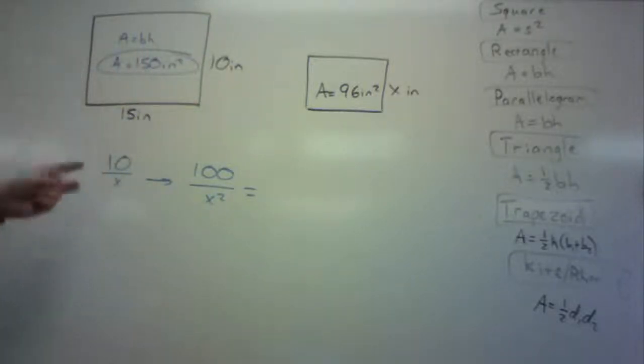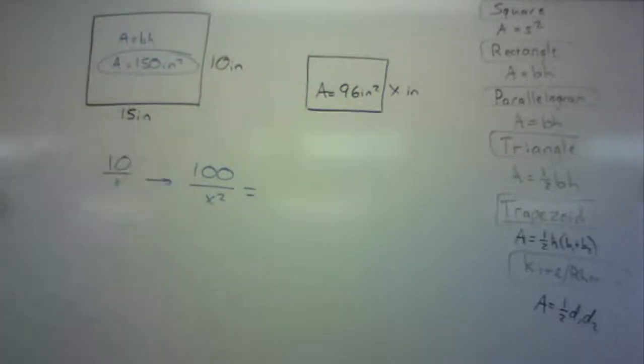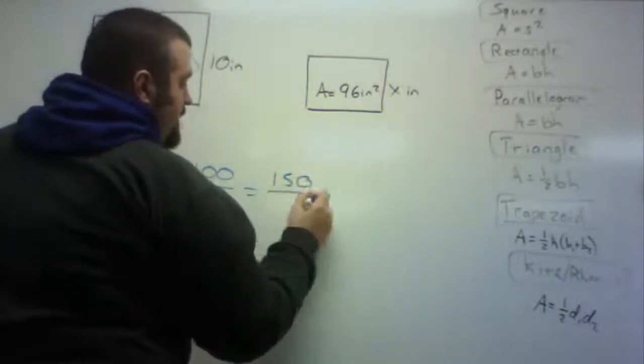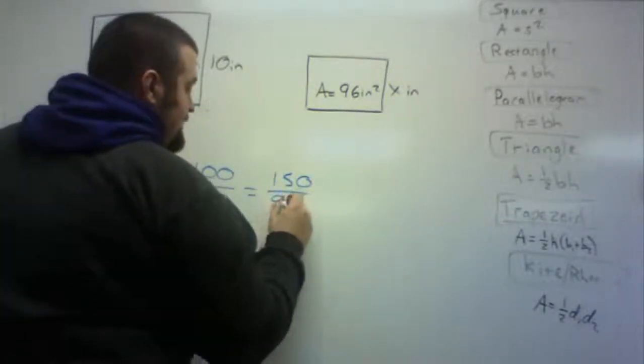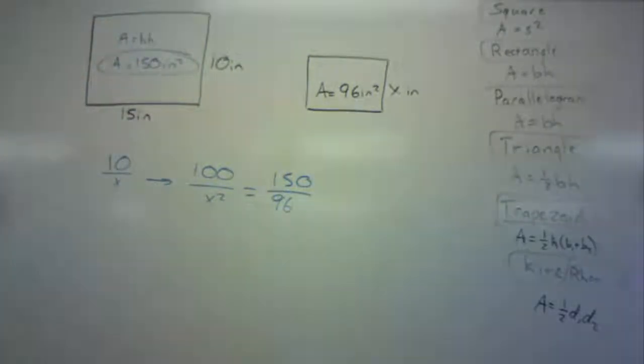Oh, so if I went 10 to x, or 100 to x squared, then I know that I should go this way, 150 inches squared to 96 inches squared. And there I go, my proportion's set up. It's solved for x again.